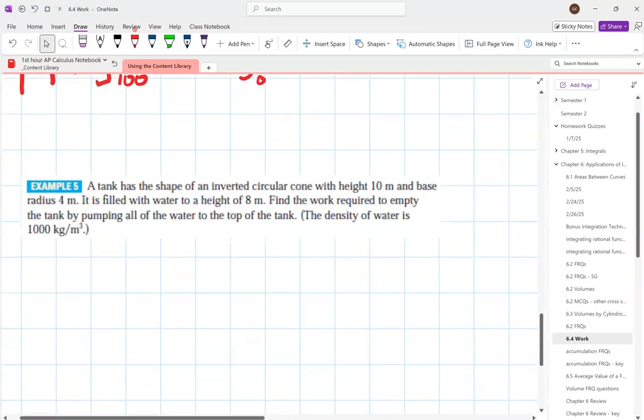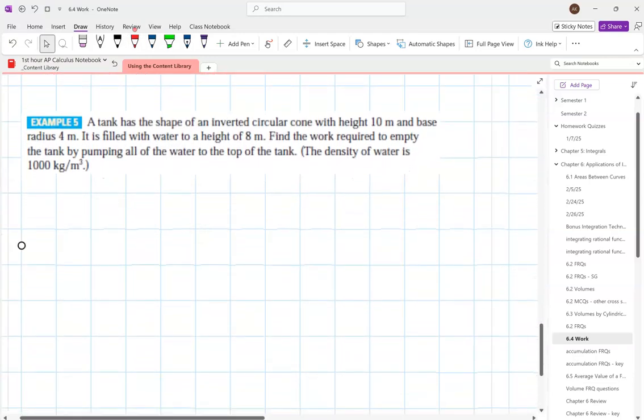All right. This is the worst type of problem you'll see in this section. So here it says a tank has the shape of an inverted circular cone with a height of 10 meters and a base radius of 4 meters. It is filled with water to a height of 8 meters. Find the work required to empty the tank by pumping all the water to the top of the tank. And then it tells us the density of water is 1,000 kilograms per cubic meter.